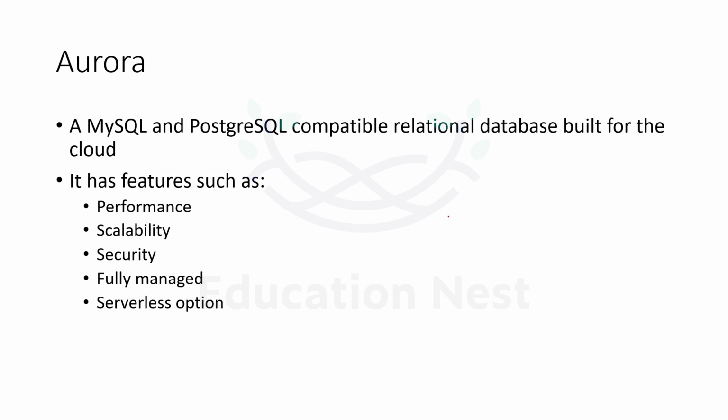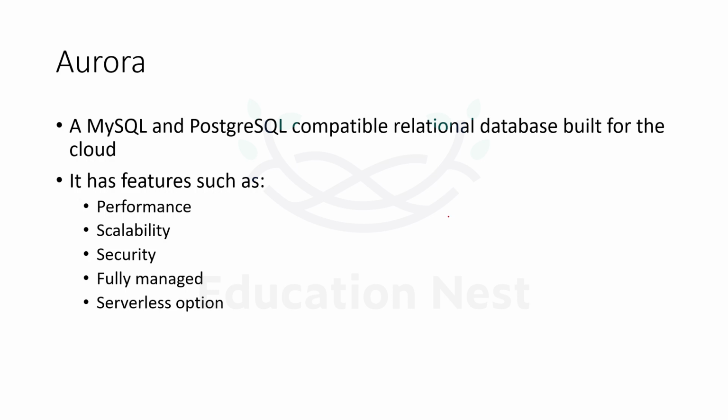Now we are going to discuss Aurora. Aurora is a database created to be MySQL and Postgres compatible. It has just two engine supports, MySQL and Postgres, and it is built for the AWS cloud. It is one of the flavors of RDS.